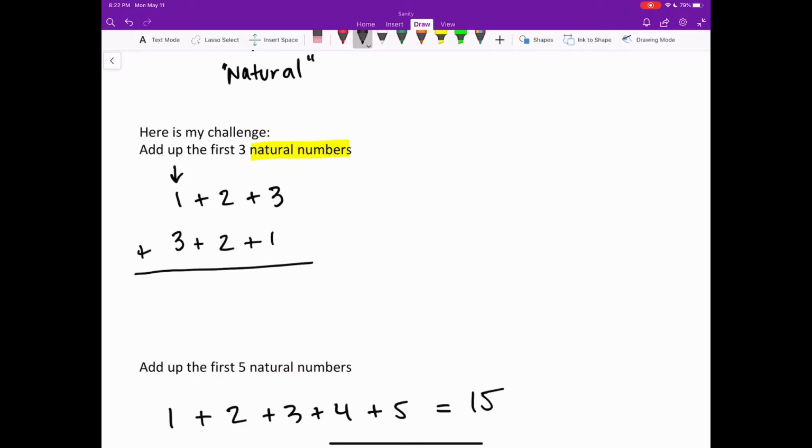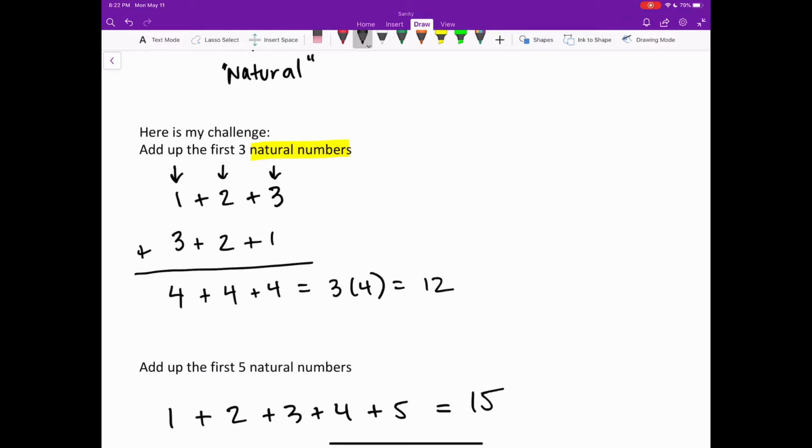So basically this is what he did. He did 1 plus 3. He saw that was 4. He saw that 2 plus 2 is also 4. And he saw that 3 plus 1 is also 4, right? So then he just had to do 4 plus 4 plus 4, and you could see that is 3 groups of 4. It's 3 times 4, right?